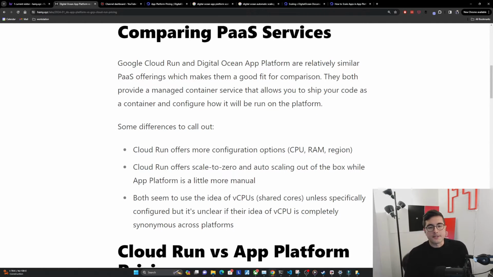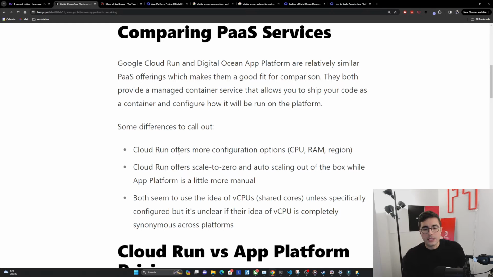Comparing PaaS services. Google Cloud Run and DigitalOcean App Platform are relatively similar PaaS offerings, which makes them a good fit for comparison. They both provide a managed container service that allows you to ship your code as a container and configure how it will be run on the platform. That said, there are some differences to call out here. In particular, we're comparing a smaller, simpler cloud versus a more fully featured cloud from one of the big three, GCP. But here are some of the ones that I think are most important for comparing these prices and understanding the offerings.